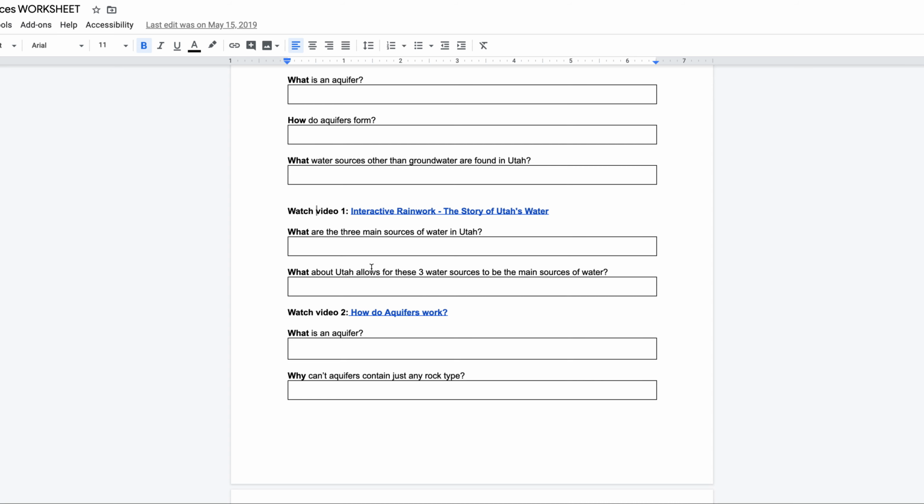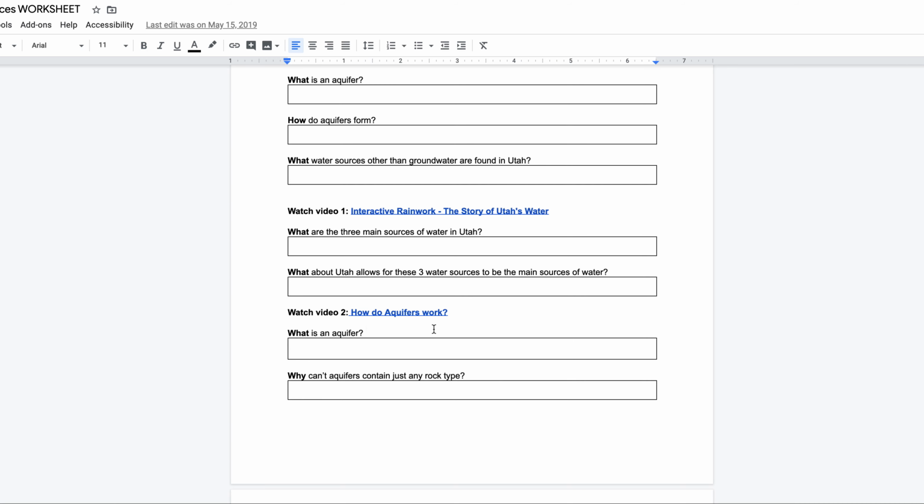What about Utah allows for these 3 water sources to be main sources of water? So what makes these 3 resources the more important? Is it something geological? Is it something political? Is it something economical? Is it something that has to do with the uneven distribution of resources? Like you gotta figure out from the video why.